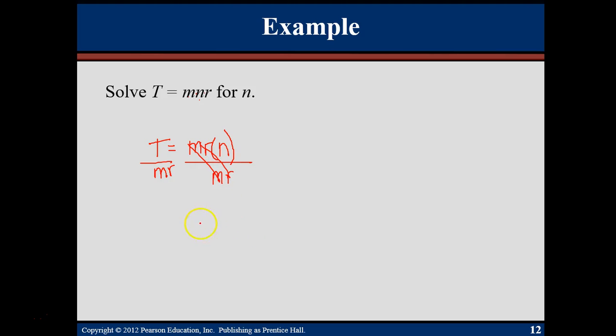Anything over itself is 1, so I'm only left with an n over here. And now I've rewritten my formula to solve for n, so it's n equals and not t equals, and n is equal to t divided by mr.